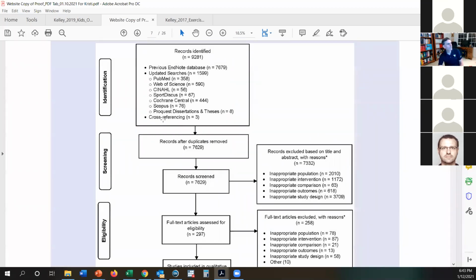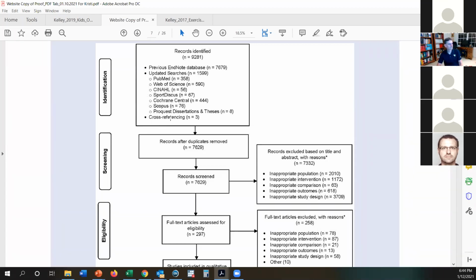See this database? Here's our previous EndNote database. This was an updated thing. Updated searches. Notice what we searched. Look at this. Cross-referencing. Muy bien, en este rectángulo, y este se refiere a una actualización de una búsqueda, pueden ver en el último ítem donde dice cross-referencing.